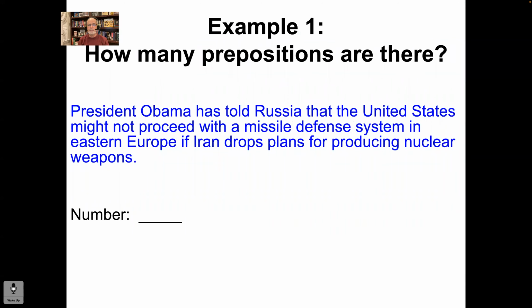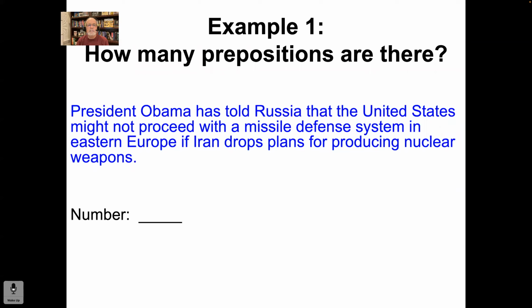This is a real sentence I took from the internet. President Obama has told Russia that the United States might not proceed with the missile defense system in Eastern Europe if Iran drops plans for producing nuclear weapons. How many prepositions are there? Stop the video and count the prepositions and identify them, please.